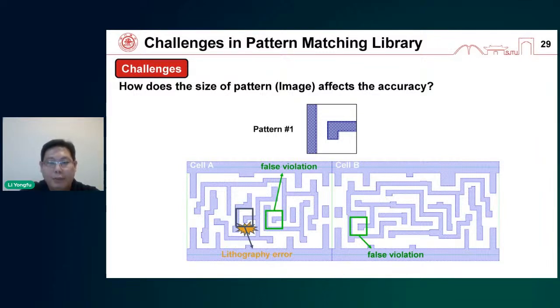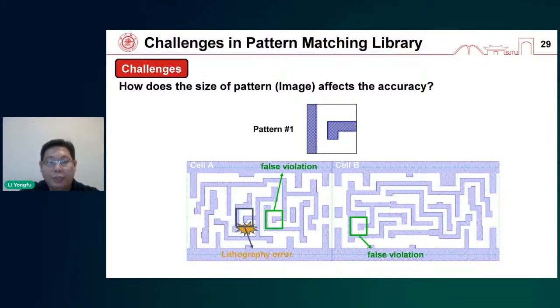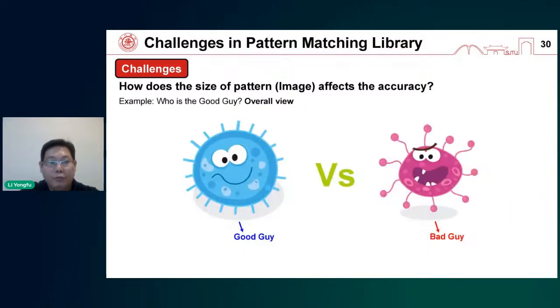But at the same time, if we use a very big pattern, then we are unable to capture patterns of very similar shapes, or it increases the runtime or the coding of the design rules. So how do we illustrate that example? Let me show you a very interesting concept, because this picture inspired me to look into duplex pattern matching back then. So we have good viruses and bad viruses.